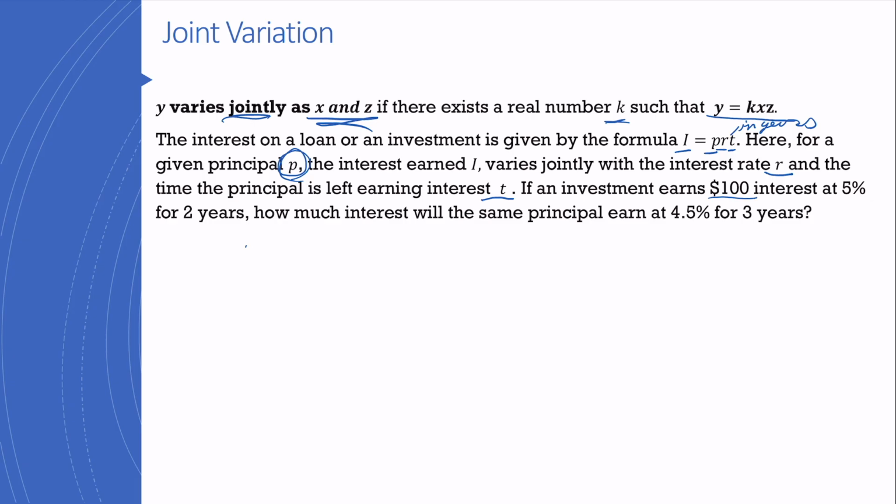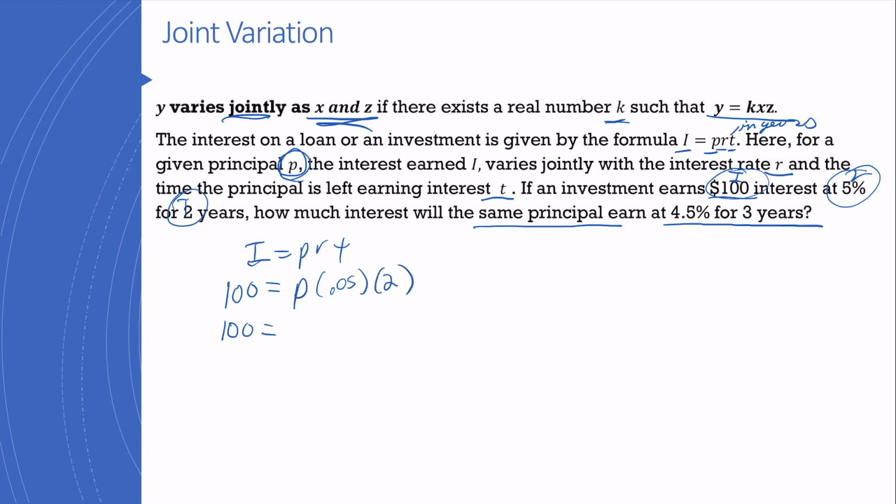So if an investment earns, let's set this up. So if an investment earns $100 at 5% for 2 years, so this is my initial rate, interest, and time, how much will the same principal earn at 4.5% for 3 years? Well, I don't know how much principal I invested initially, so I have to solve for that. 100 equals P times 0.05 times 2. 100 equals 0.10 times P. So if I divide both sides by this, I get that 1,000 is my principal. So $1,000 was the initial invested.